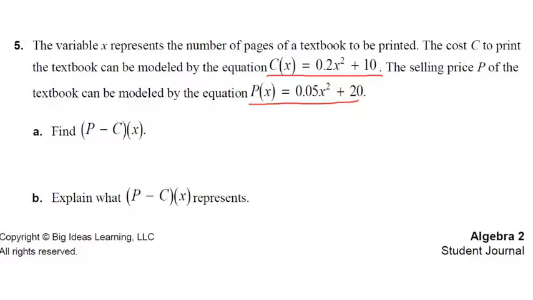The variable x represents the number of pages of a textbook to be printed. Okay, so x is the number of pages. I'll say x equals number of pages. The cost to print the textbook can be modeled by the equation c equals. So c equals cost of making. And p is the selling price. So p equals selling price. So how much are you selling that thing for?